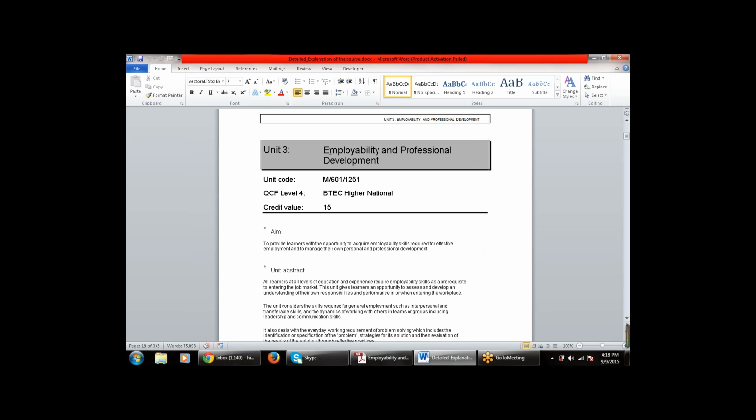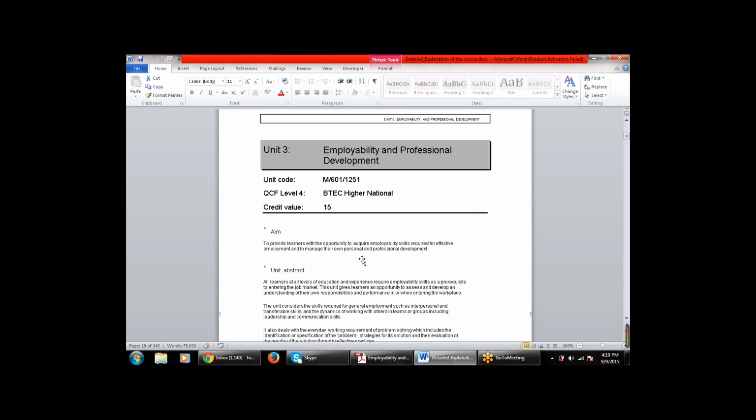So this is unit number 3, employability and professional development. Then the unit code is given, then level 4, that is a BTEC Higher National, then the credit value is 15. Then what is the main aim of this module? To provide the learners with the opportunity to acquire the employability skills required for effective employment, that is, what are the various employability skills required by a person for effective employment, and to manage their own personal and professional development.